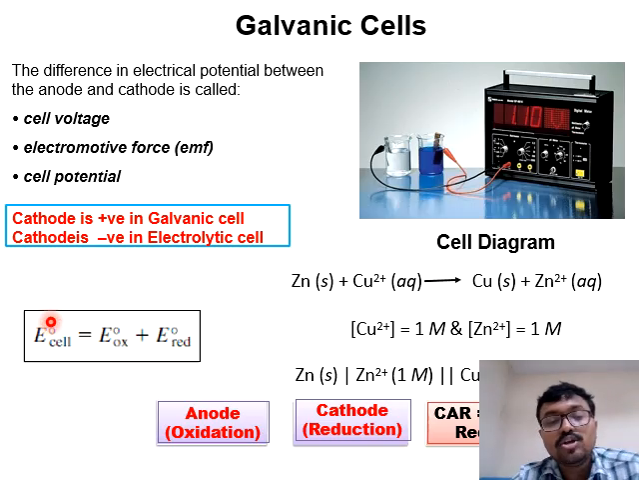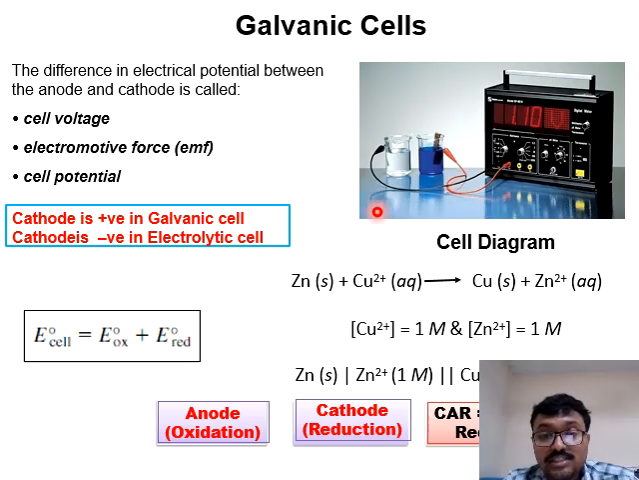And E0 is called the standard electrode potential of the cell. This is a combination of the standard oxidation potential and the standard reduction potential. For the first reaction, zinc to zinc 2 plus, it has some potential. And for the second reaction, copper 2 plus to copper, it also has some potential.